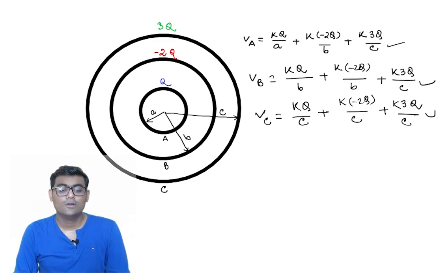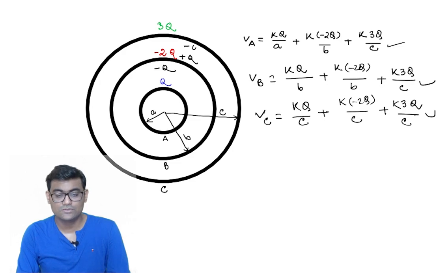Now let us come to the charges. As I have kept this Q charge here, this plus Q charge will induce a minus Q charge on this surface, and plus Q charge on this surface. Again minus Q charge will be induced on this surface, and plus Q charge will be induced on the outer surface of the bigger sphere. Now let us consider this minus 2Q charge. It will induce plus 2Q charge on the inner surface of the bigger sphere, and minus 2Q charge on the outer surface of the bigger sphere. So that is the charge configuration.